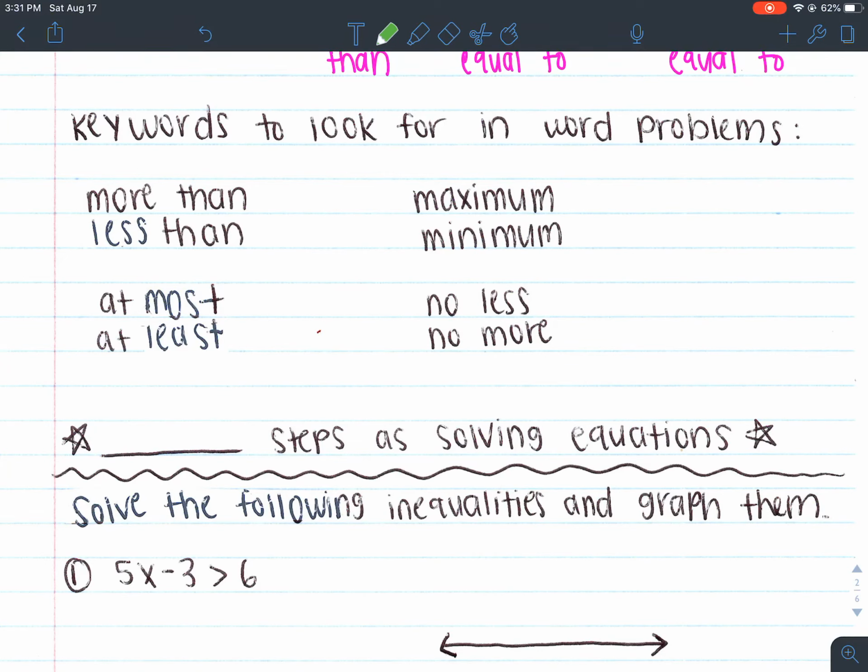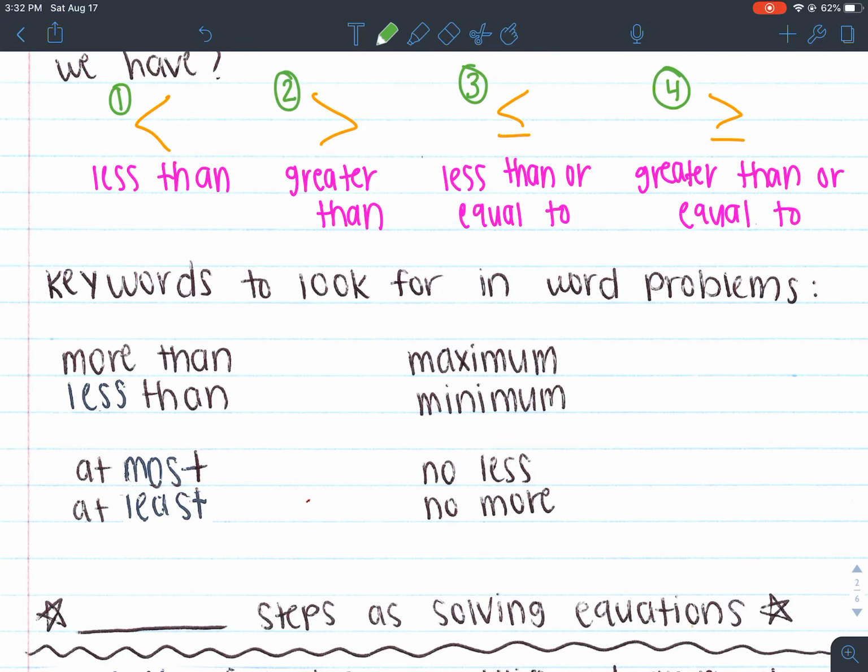Now I'm going to go ahead and number my inequality signs: 1, 2, 3, and 4. So my first keyword is "more than." Which one of these signs do you think would indicate more than? 1, 2, 3, or 4? Well, it would be 2 because you want greater than. So this would be the more than symbol.